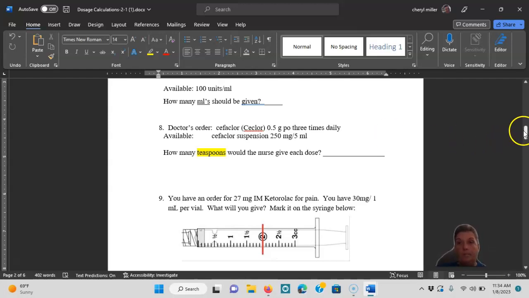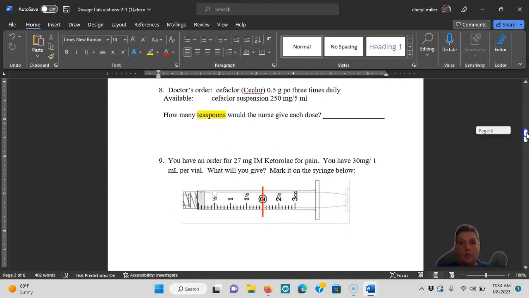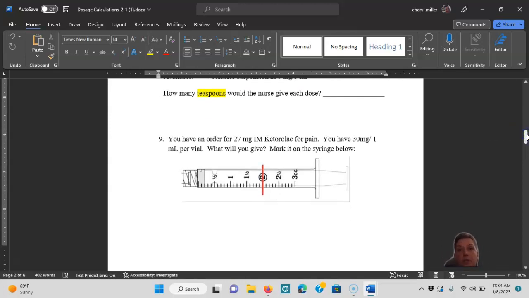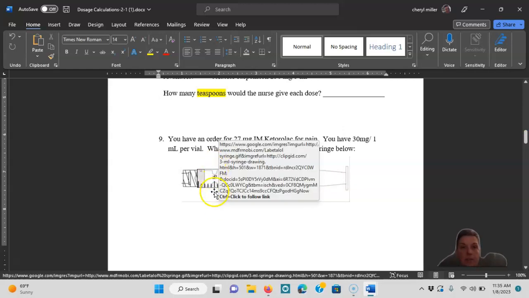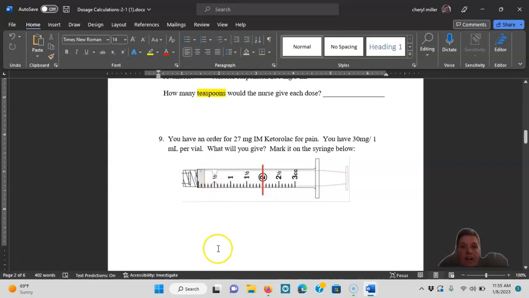Okay. The next one, 27 milligrams, and I have 30 per one. So I just go ahead and put my 27 divided by 30 is 0.9. So 0.9, if I look at this syringe, a half would be 0.5.